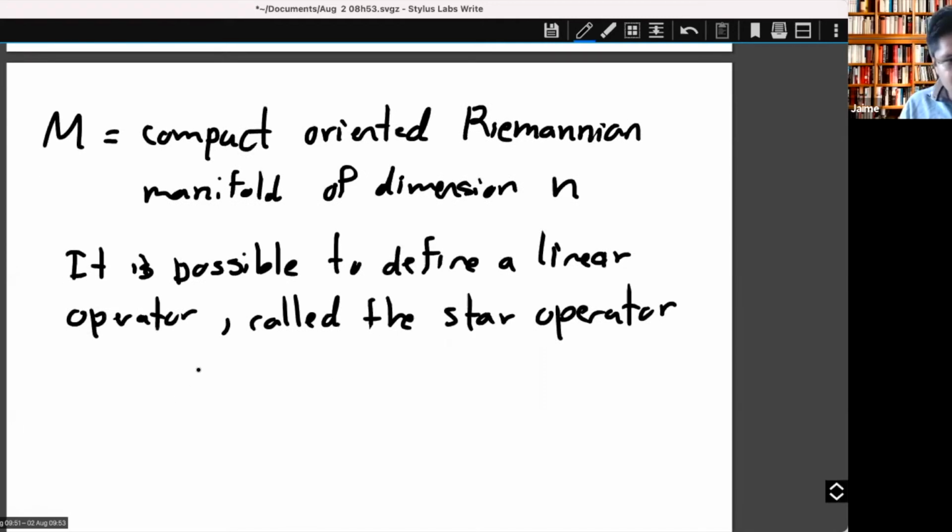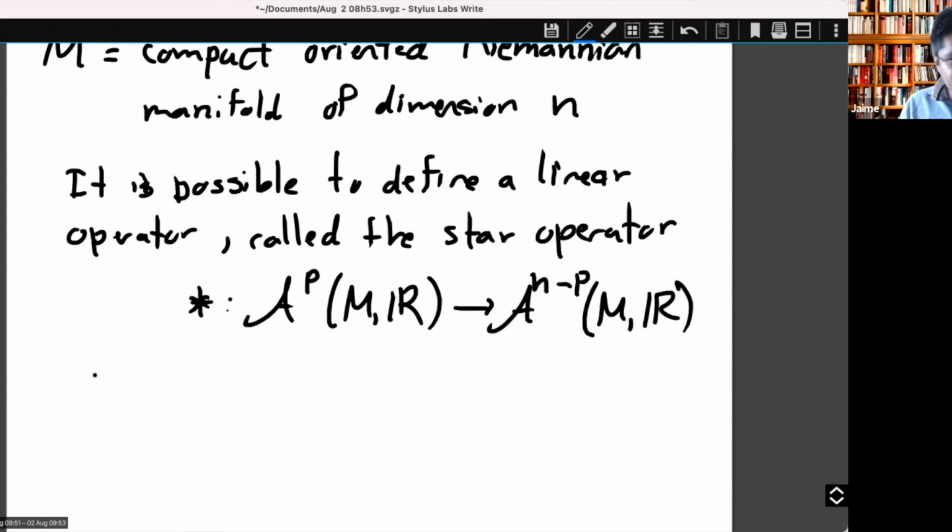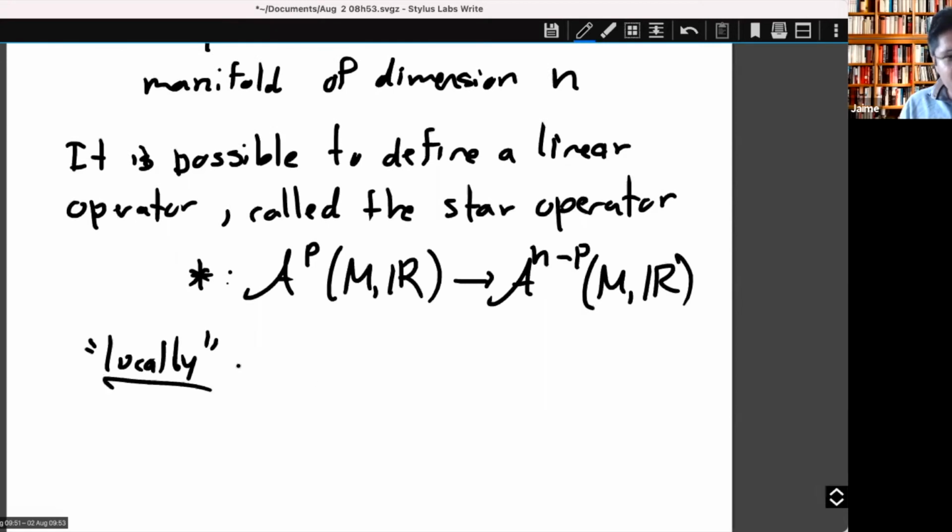That goes from the space of, let's change a little bit the index here, from the space of P forms to the space of N minus P forms. I'm not gonna describe it completely, but I can say that locally, or I should say, using linear algebra, this is a construction in linear algebra.